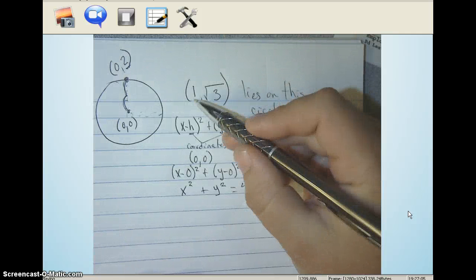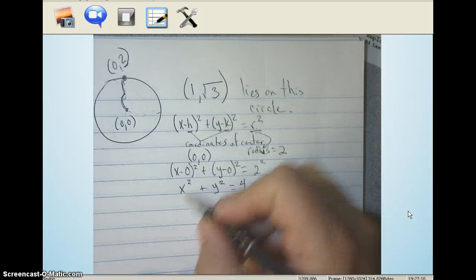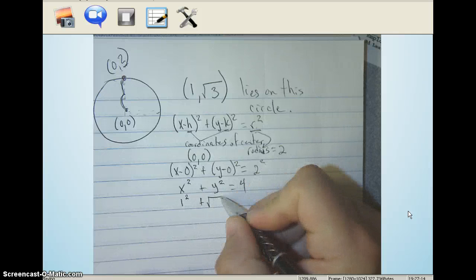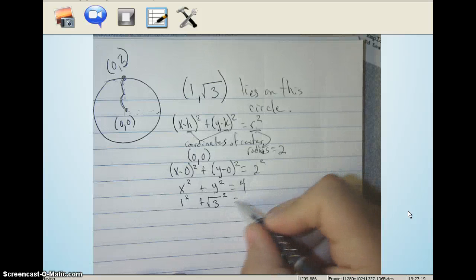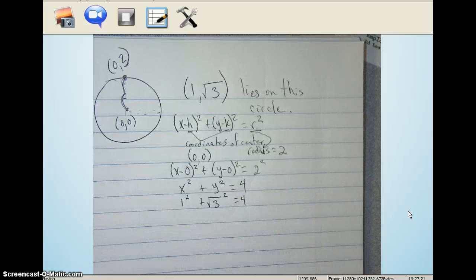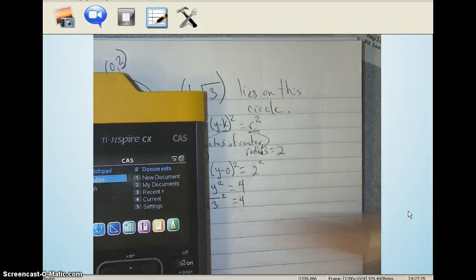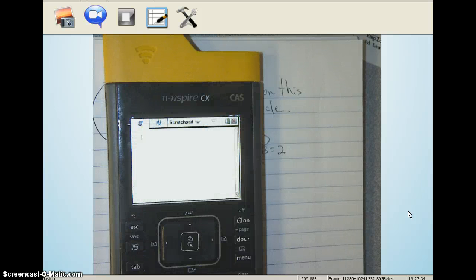The test says place 1, root 3 inside of here. So the x value is 1, so we'll say 1 squared plus root 3 squared is equal to 4. All right, and let's say you're just not all that comfortable with your math, and that's fine. I don't want you to struggle with geometry concepts because you're uncomfortable with calculations. That's what we have a calculator for. So we're going to just go ahead and try our calculator here. We will go 1 squared.